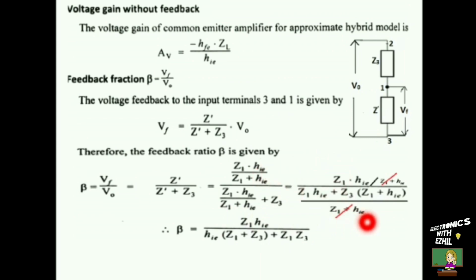Now this Z1 plus hie and this Z1 plus hie are getting cancelled. We'll take hie commonly out between the first term and last term of this denominator. So it becomes hie into Z1 plus Z3 plus Z1 Z3. The numerator is Z1 hie. This is the expression for beta.